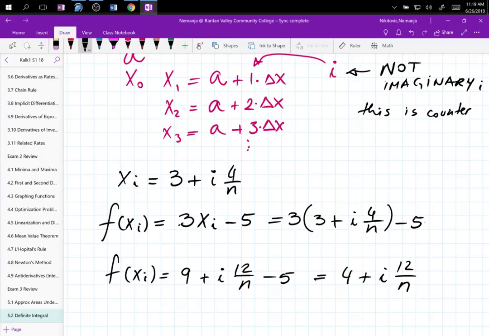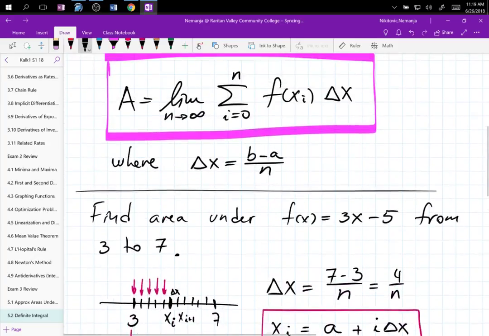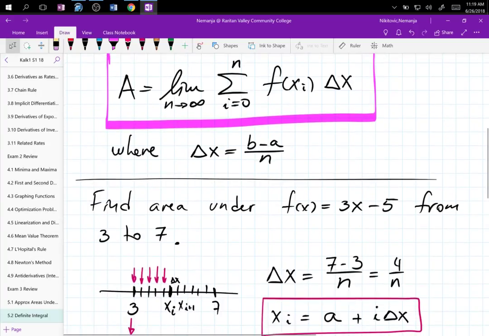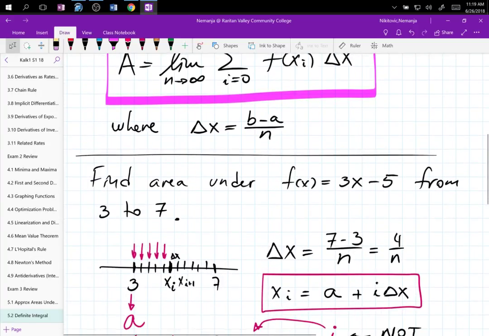We are still working on a setup of the problem. So let's go back and review what we have so far. We start with a problem which says find the area under the curve, which is a straight line in this case, 3x minus 5 from 3 to 7. All I did is I calculated that delta x is 4 over n.